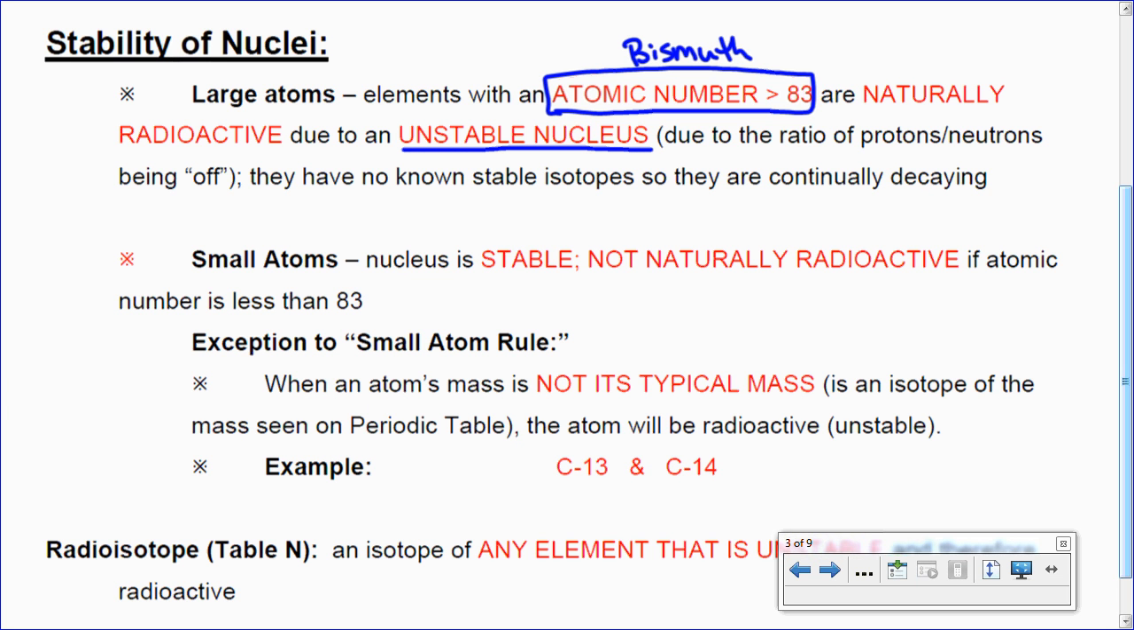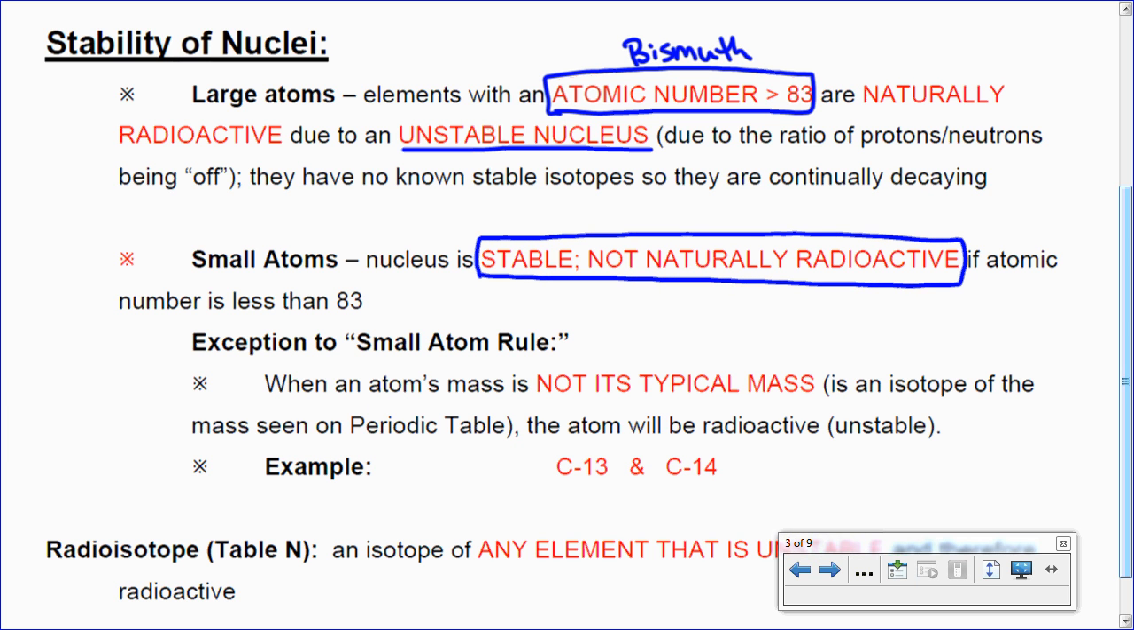The ratio of protons to neutrons is not a 1-to-1. It's kind of like a 3-to-1 type of thing. And this is not safe for the nucleus. They don't have stable isotopes, so they're continually decaying or turning, through transmutation, into other elements. Now, small atoms can be radioactive too, even though most of them are stable. They're not usually naturally radioactive if the atomic number is less than 83.